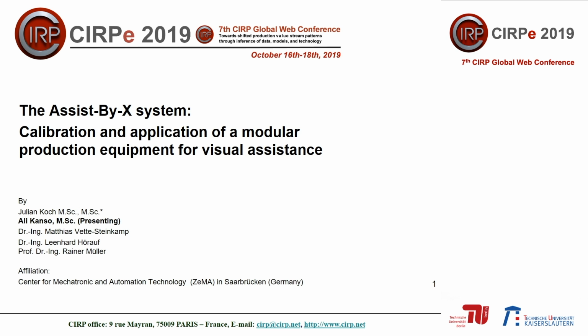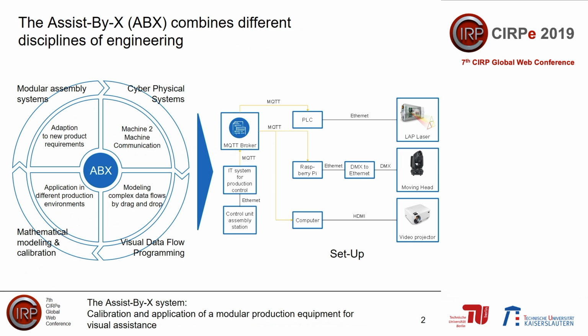Hello, I am Kanso. Welcome to my presentation with the title The Assist by X System, Calibration and Application of Modular Production Equipment for Visual Assistance. The Assist by X (ABX) system is an implementation of a modular assistance system combining the advantages of modular engineering, mathematical modeling, and calibration, as well as easily programmable cyber-physical systems communicating with their environment via MQTT.